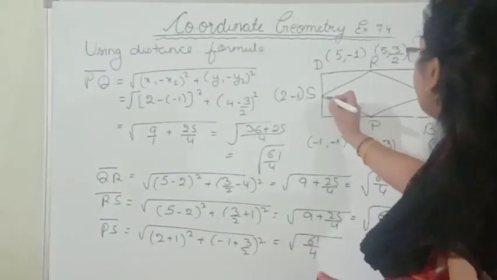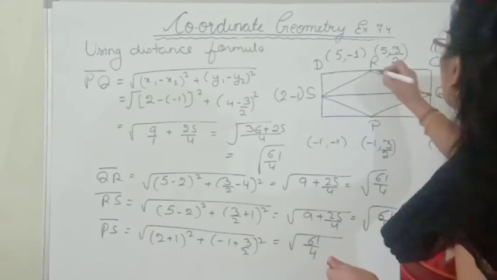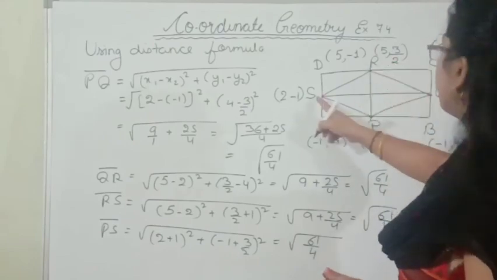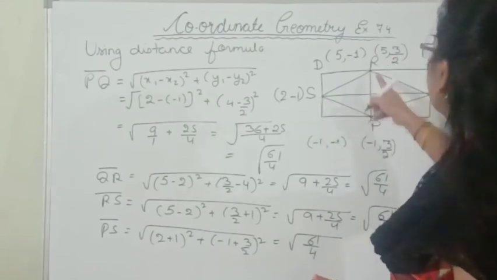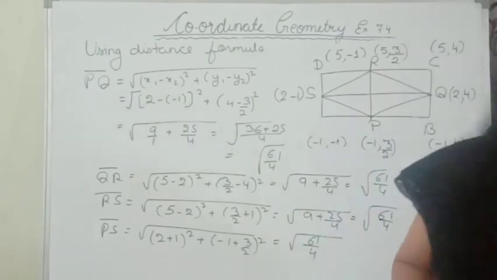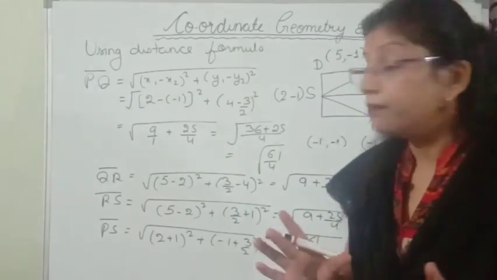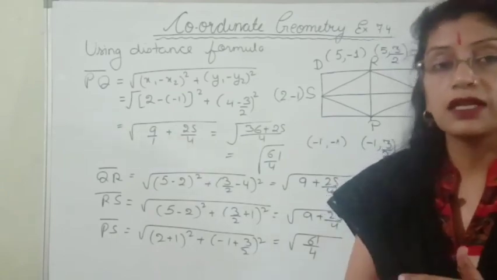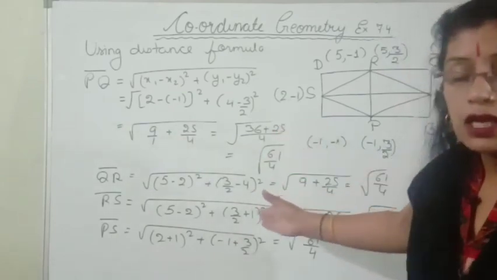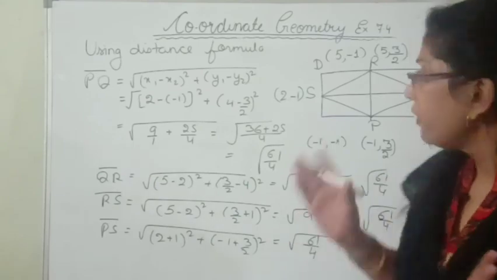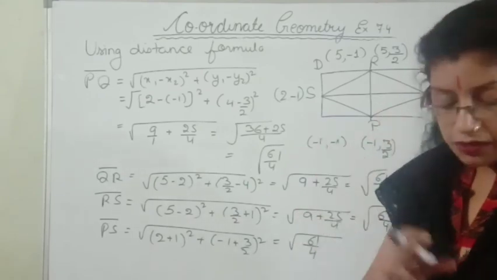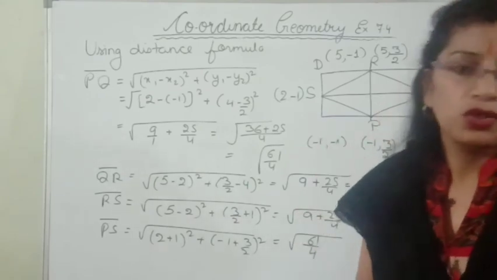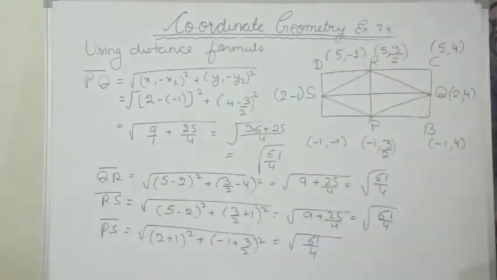Now let us find the diagonals, that means these two are the diagonals. So we'll find SQ and PR, the diagonals. If the diagonals come same, that means it is a square. And if the diagonals come different, देखो all sides are equal, तो यह rhombus है या square है. If the diagonals are different, अगर different आएंगे तो rhombus होगा and same आएंगे तो square. So let us see how the diagonals are coming.